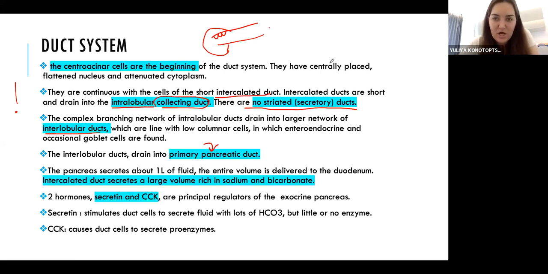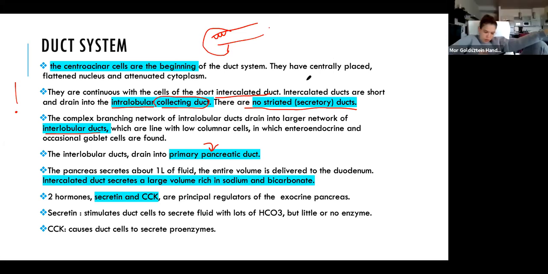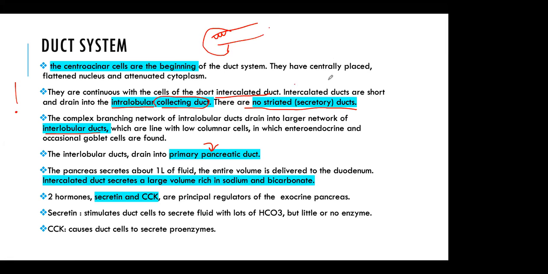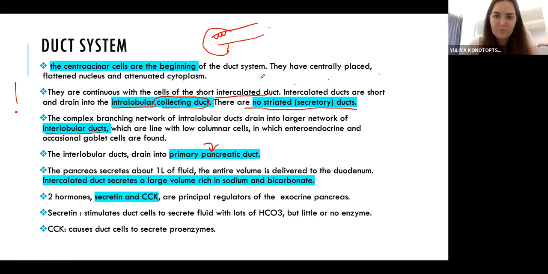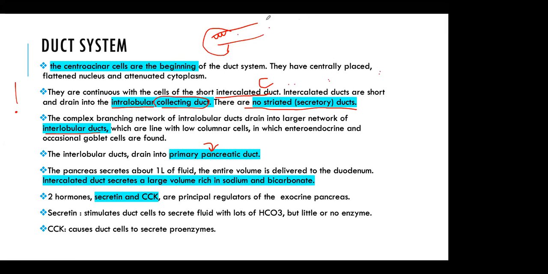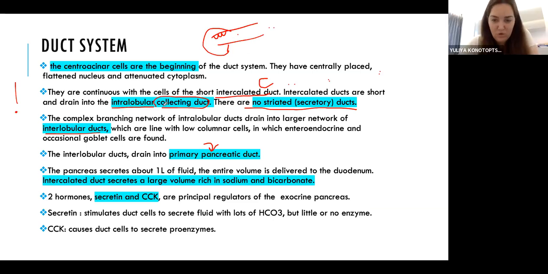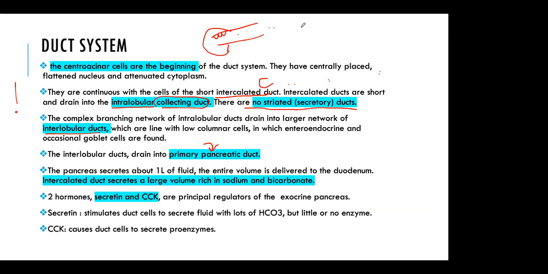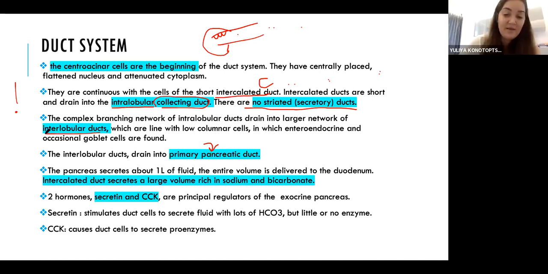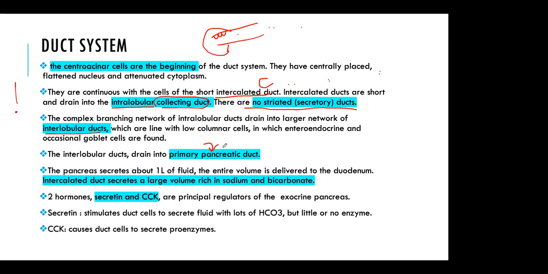So again, how is the duct system in the salivary gland? Somebody tell me. Intercalated, striated, excretory. Very good. So from the acinus, we have intercalated, then striated, then excretory. How is the duct system in the pancreas? First intercalated, then intralobular collecting duct, which is a collecting duct inside of the lobule. Then interlobular collecting, and then the excretory pancreatic duct.